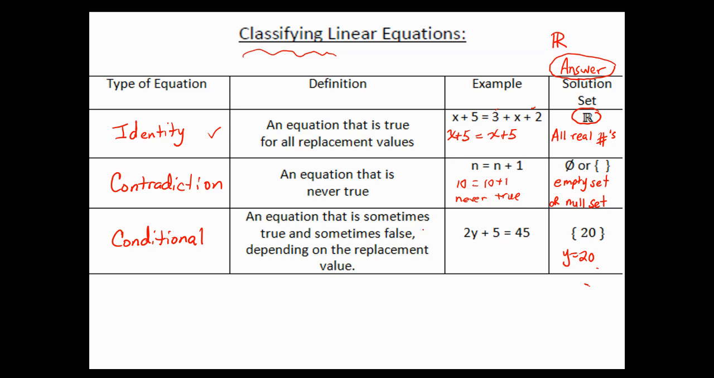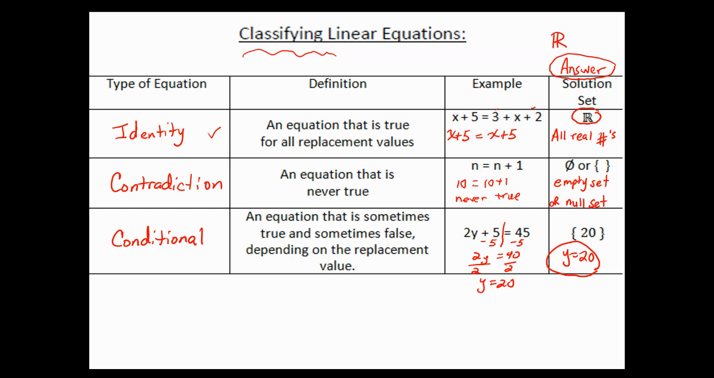And then conditional is an equation that is sometimes true and sometimes false. It all depends on the replacement value. So if we did this work, we would subtract 5 from both sides, right? So 2y is equal to 40. If you divide by 2 on both sides, y would be equal to 20. Your book likes to write it like that, but here's your answer. y is equal to 20. And that would be a conditional. So long as you use y is equal to 20, this original equation has an answer.